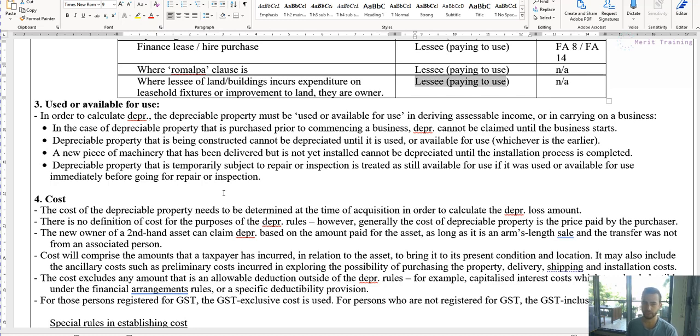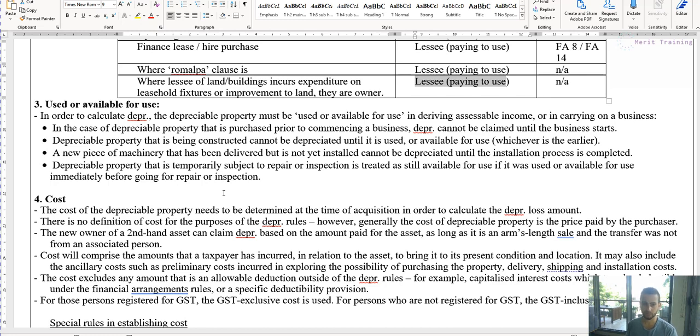Next, a new piece of machinery that has been delivered but is not yet installed cannot be depreciated until the installation process is completed. So again, even though you've got it sitting there and potentially you've paid for it, you can't actually claim depreciation until it's ready for use. And ready for use means being installed so you can actually use the equipment.